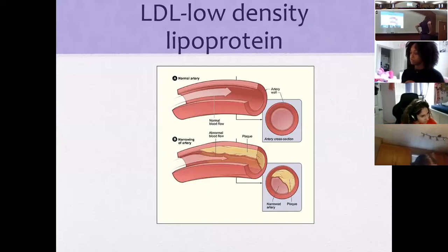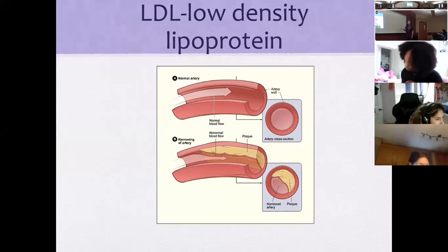LDL, this is just terms. I just want you to know what it means. LDL means low density protein. Low density protein will accumulate in your blood vessels. It causes them to dam up. You will stroke out. You will die. Everything is death today. I'm in a very dark mood. I am in a very dark indigo colored mood. So LDL, low density.